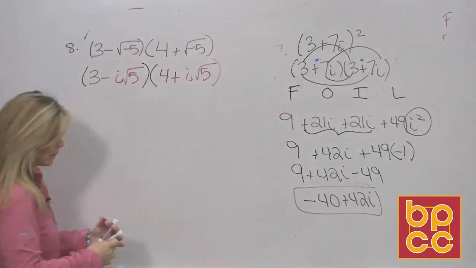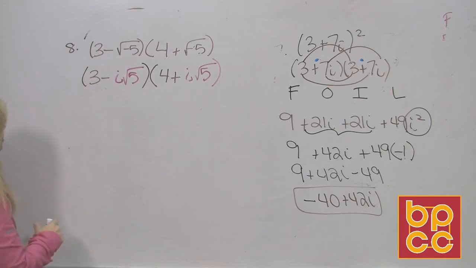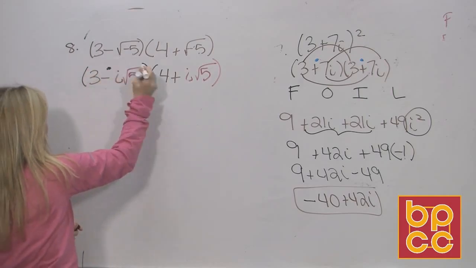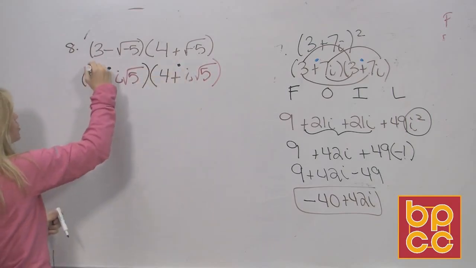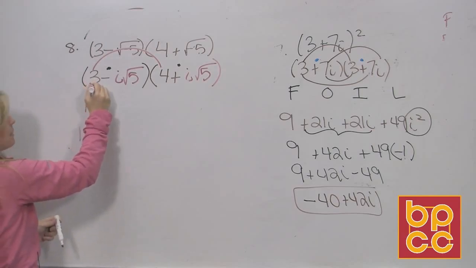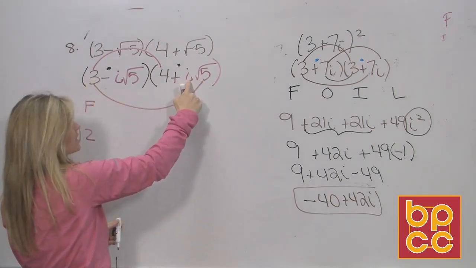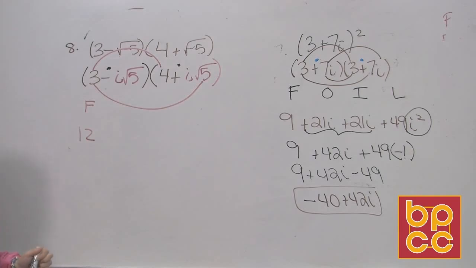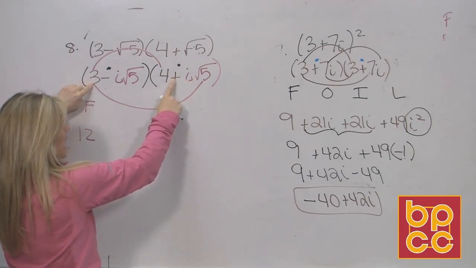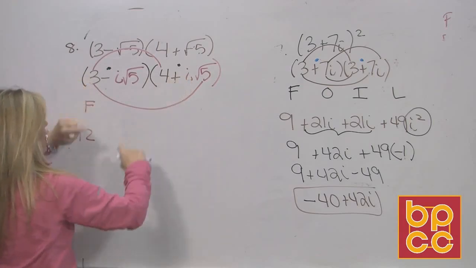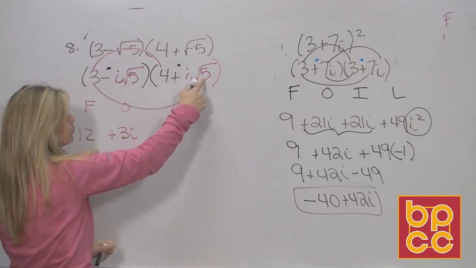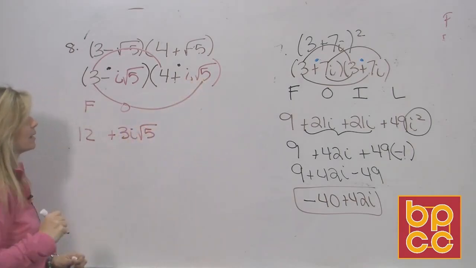We're back to doing FOIL. Okay, that's my cute little name. So here we go. We're going to do first. If you want, put your eyeballs in. And here we go. First, 3 times 4. That's 12. Outer is his mouth. 3 times positive i square root of 5. We've already discussed this. If it's on the outside, it stays on the outside. The positive's out there, the i's out there, the 3's out there. So when you multiply that all together, you would get positive 3i. The square root of 5 stays on the inside.